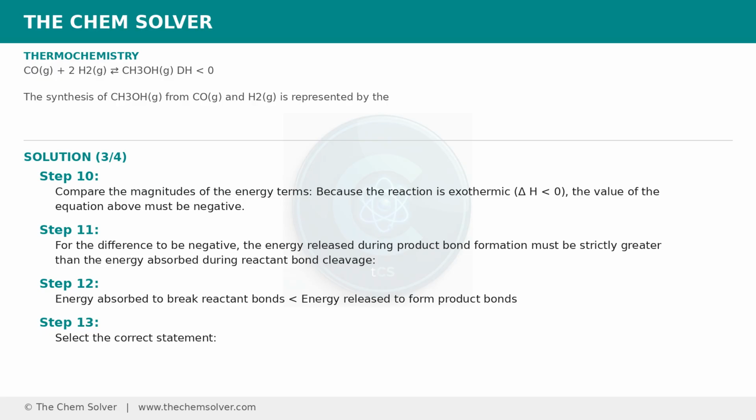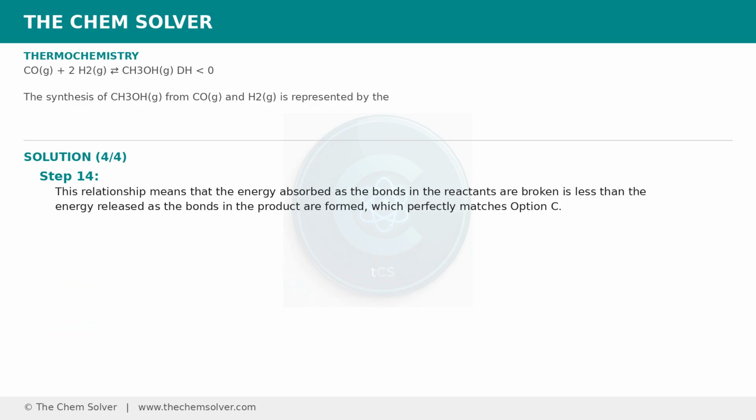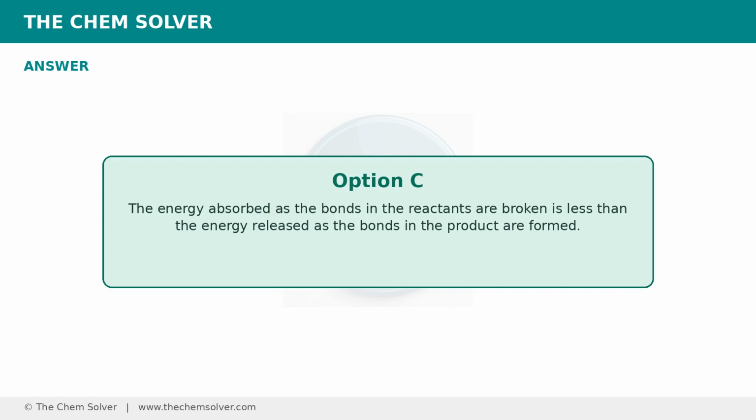Select the correct statement. This relationship means that the energy absorbed as the bonds in the reactants are broken is less than the energy released as the bonds in the product are formed, which perfectly matches option C. The correct answer is option C. The energy absorbed as the bonds in the reactants are broken is less than the energy released as the bonds in the product are formed.